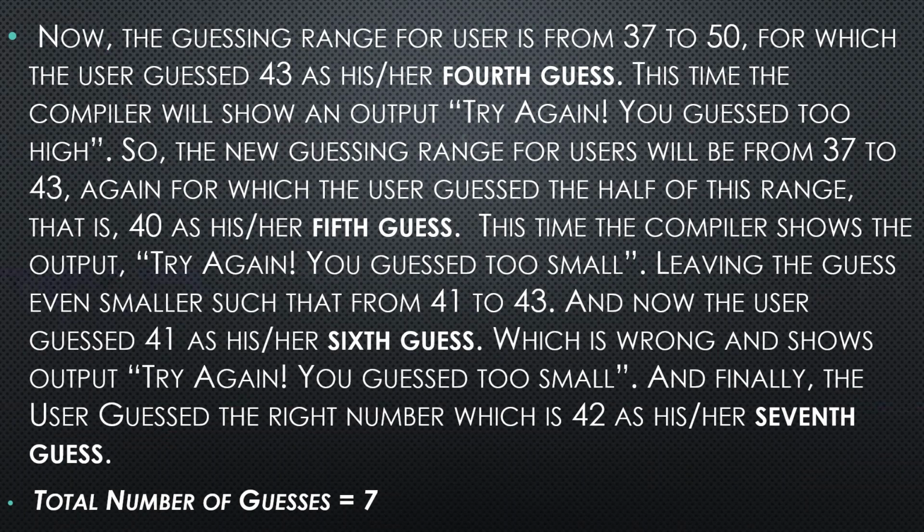Now the user guessed 41 as his sixth guess, which was wrong and shows the output try again. At last, he was left with only one number, which is 42. Finally, the user guessed the number right in his seventh attempt. 41 was the sixth attempt and 42 was his seventh attempt. So the total number of guesses is 7. This is the first method.